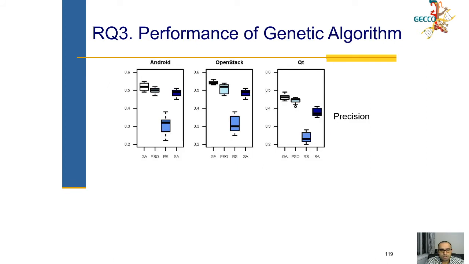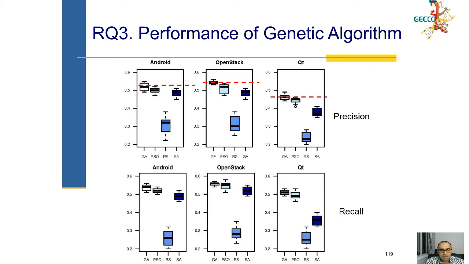As for the last research question, we compared the performance of the genetic algorithm against particle swarm optimization and simulated annealing, as well as random search. So we observe from the results that the genetic algorithm provides the best results, with comparable results against particle swarm optimization. These findings show that global search algorithms are more appropriate for the problem of peer reviewer recommendation, while simulated annealing tends to be less effective.